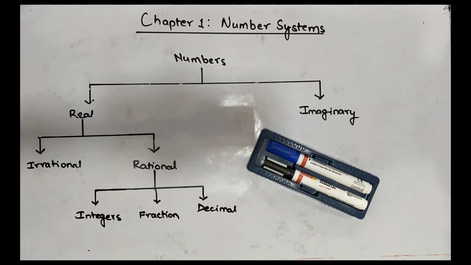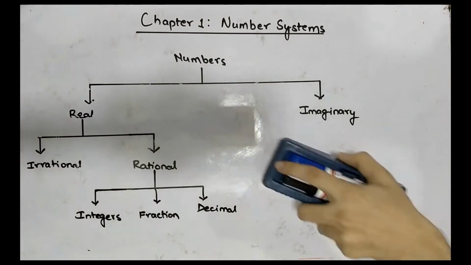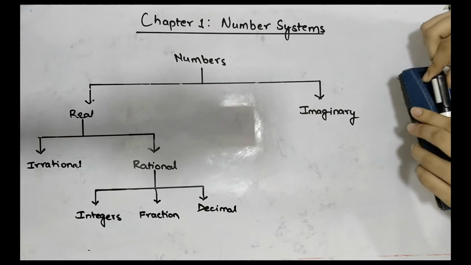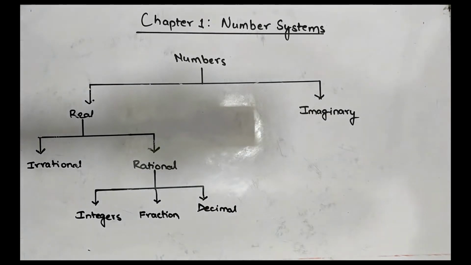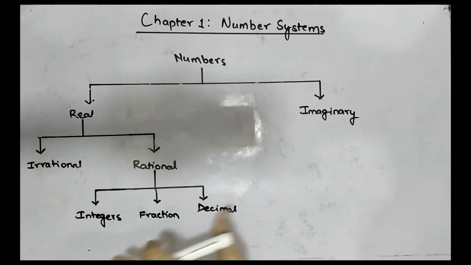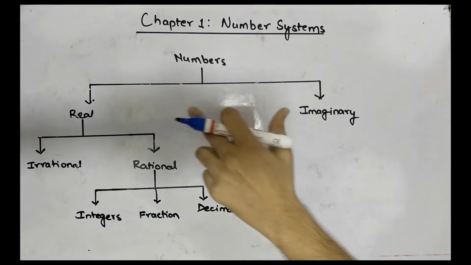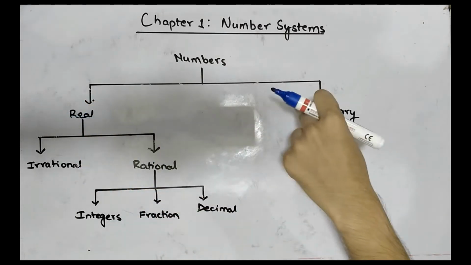Hello everyone, today we are starting with a new series, Mathematics, and the first chapter we will be doing today is Number Systems, alright? So, let's get started right away. In Number Systems, the first thing that we will deal with is what kind of numbers do we have. So, numbers are divided into two types, real numbers and imaginary numbers.